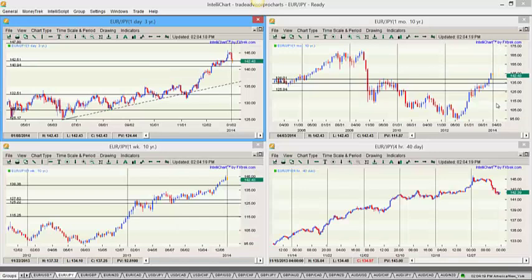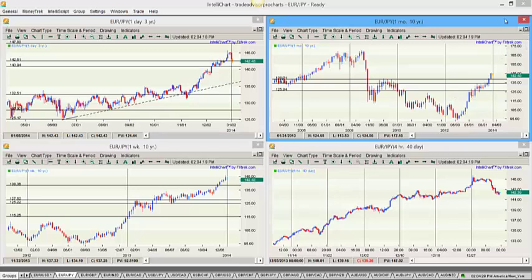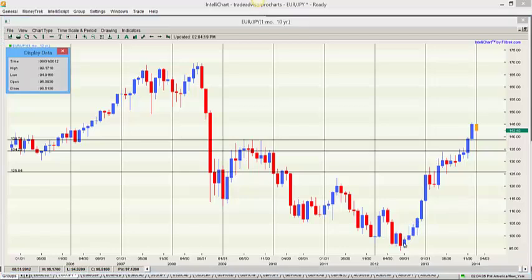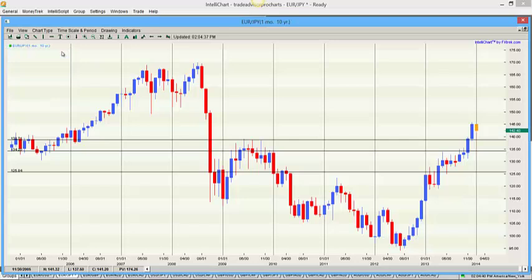All right, let's take a look at the Euro-Yen. The Euro-Yen has been moving up very, very strongly. If you look at the weekly chart and monthly chart, let's look at the monthly chart. You can see that price has been significantly swinging up for quite a while since August of 2012. So we're talking about the last year and a half. This has been a significant upswing.